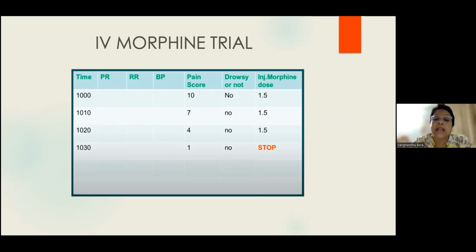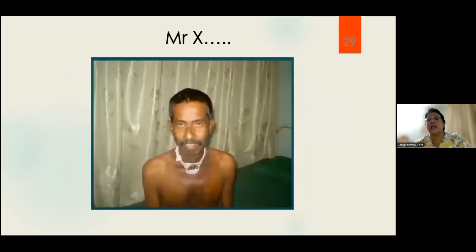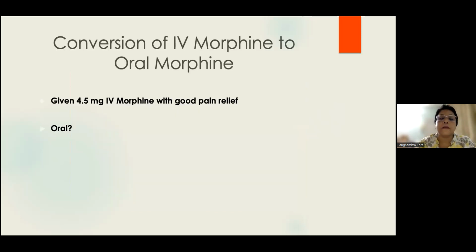I feel quite relaxed. I'm relieved of the pain, and I have just 1. So you now have these 3 dosages, and you can see that after this trial, the patient is absolutely fine. He's smiling. So now we have given 4.5 milligrams of IV morphine with good pain relief. So we know that it is 4.5 milligrams of injection morphine that is required for this patient.